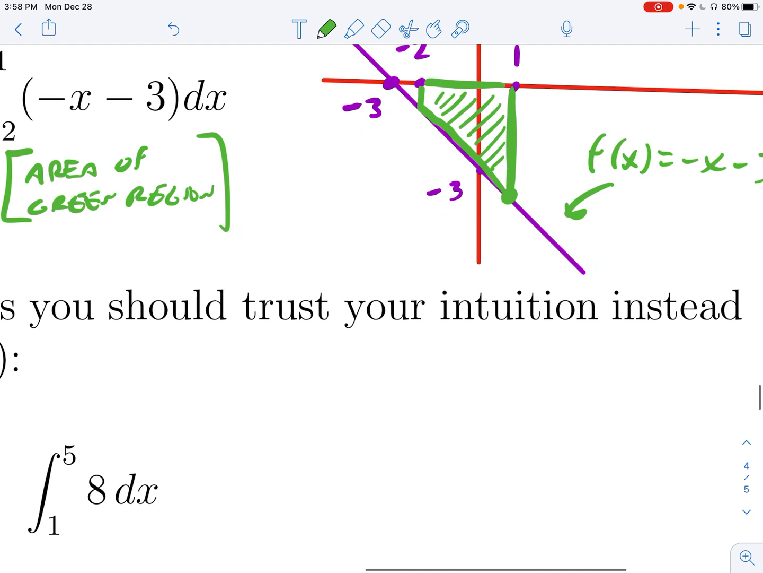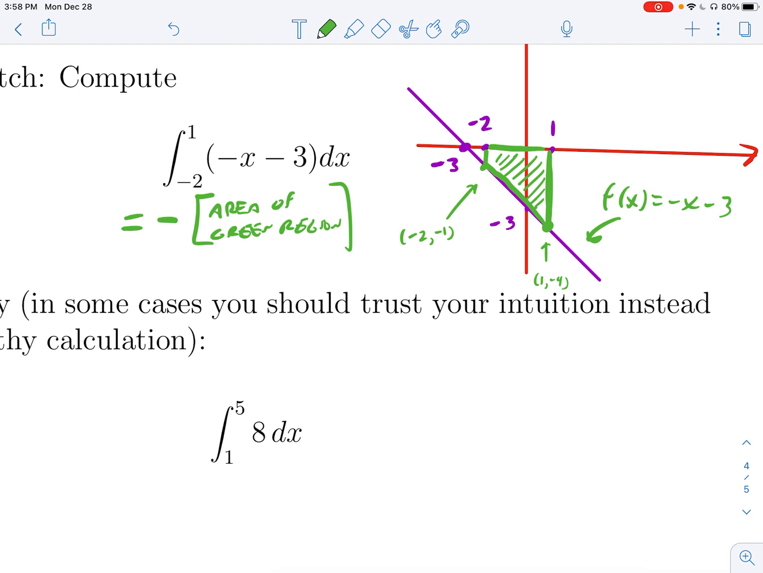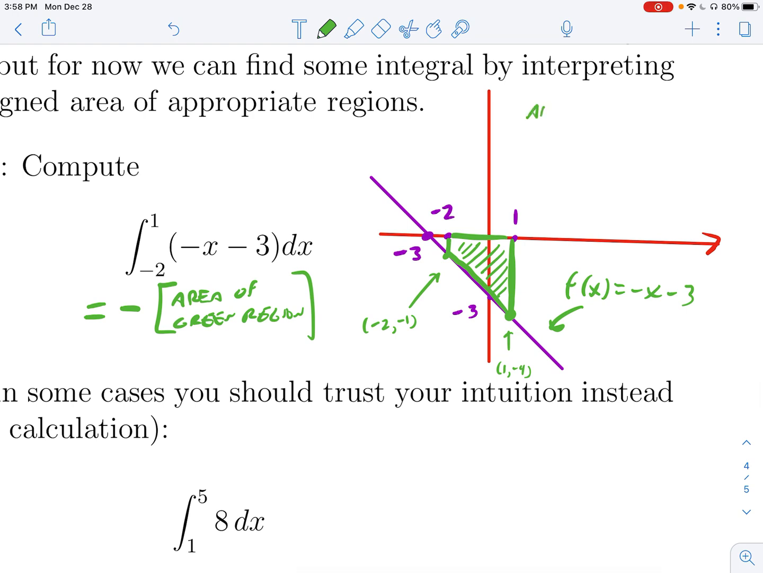Let me just put in some details here. Here is the point 1, -4. Here is the point -2, -1. This shape is a trapezoid. Area of a trapezoid, this is useful to know. It's base times average height, or height times average base. It's kind of your perspective.